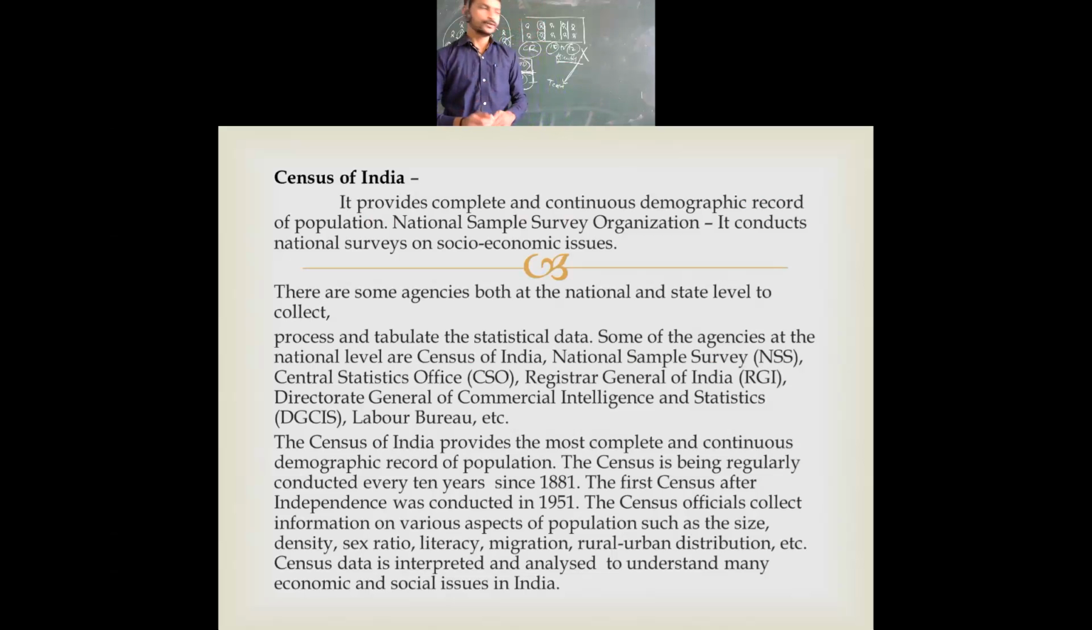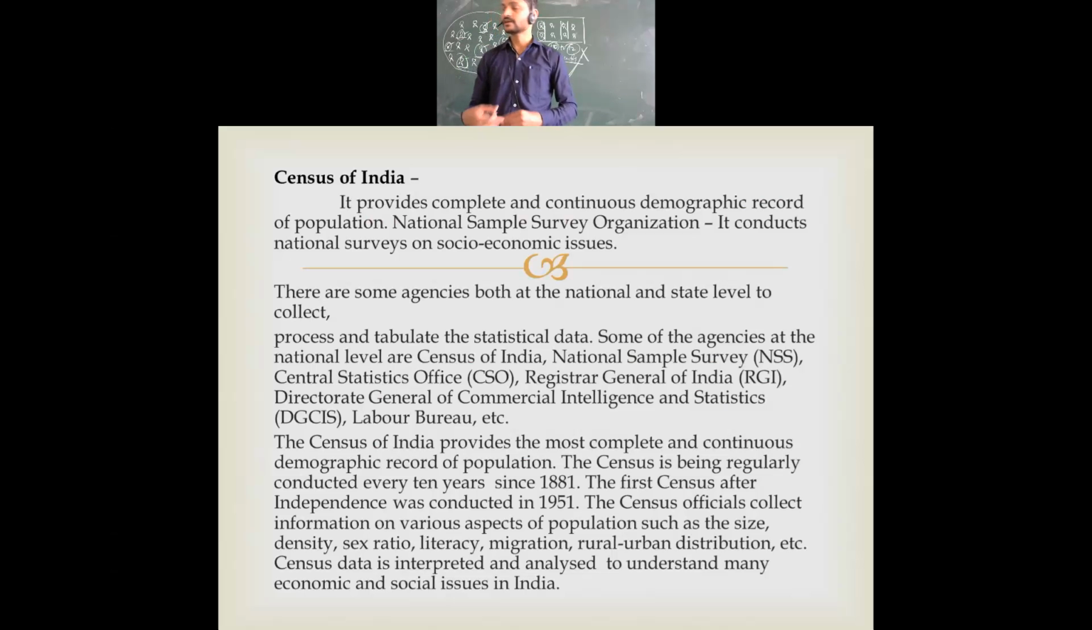What exactly they do over here, we will see and end up our today's session here. See, it provides complete and continuous demographic record of the population. That is what we have discussed about the Census of India in the previous slides, and even today also I highlighted what the Census of India is. In that, complete and continuous demographic records of the population are being collected. Then the National Sample Survey Organization, it indicates national survey of social economic issues.